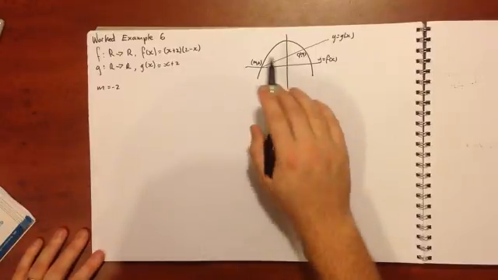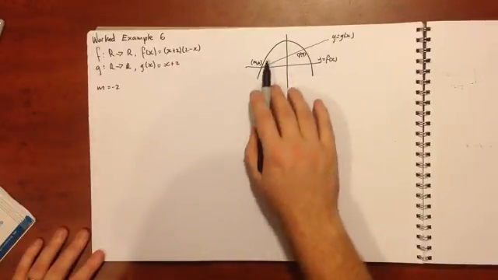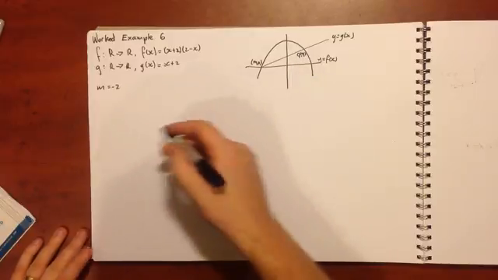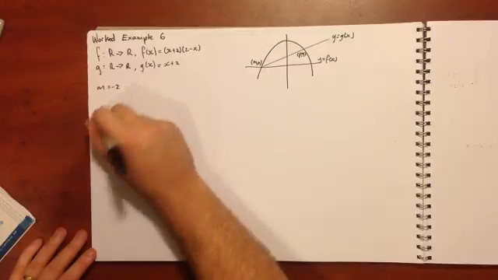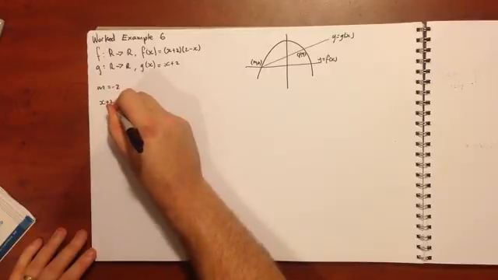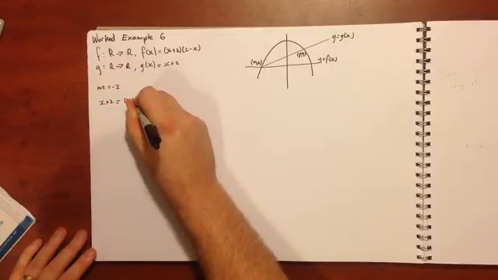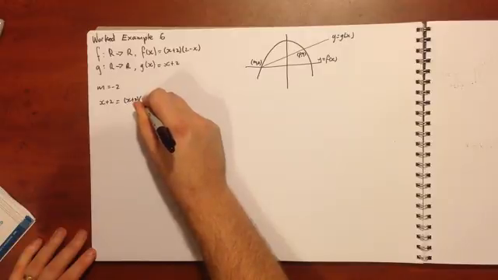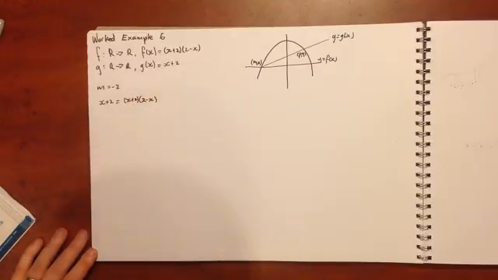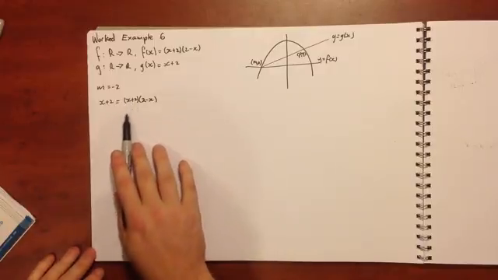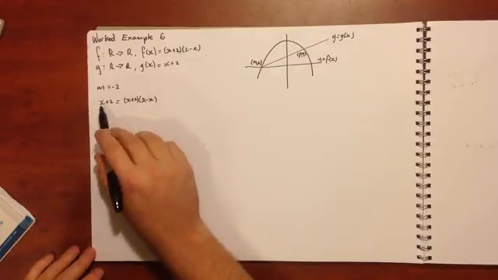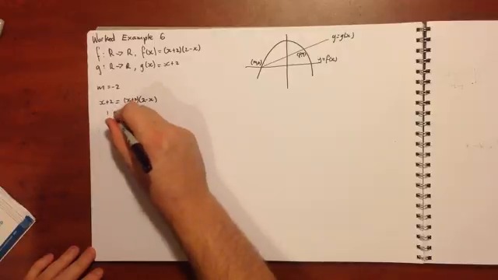What we need to do then is also solve for our other point. So we set our equations equal to each other, and say that we've got x plus 2 equals x plus 2 minus x. The easiest way to do this is divide by x plus 2. So x plus 2 divided by x plus 2 gives us 1.